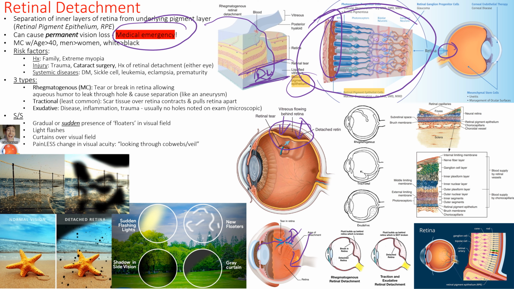So it could be extreme myopia. It could be injury, cataract surgery, like I mentioned. History of retinal detachment puts you at high risk for it happening again. Systemic diseases can put you at risk as well. The most common is where we have this tear and the fluid, the vitreous humor, gets in and separates the retina even further. Okay?